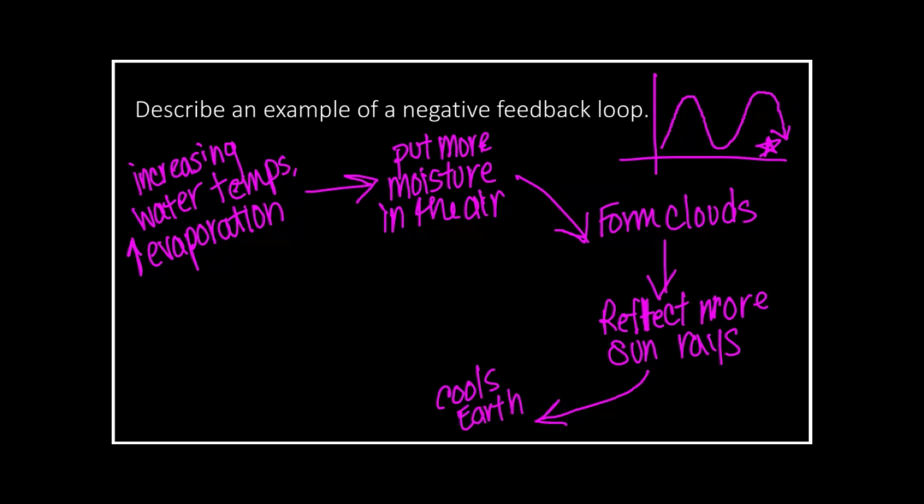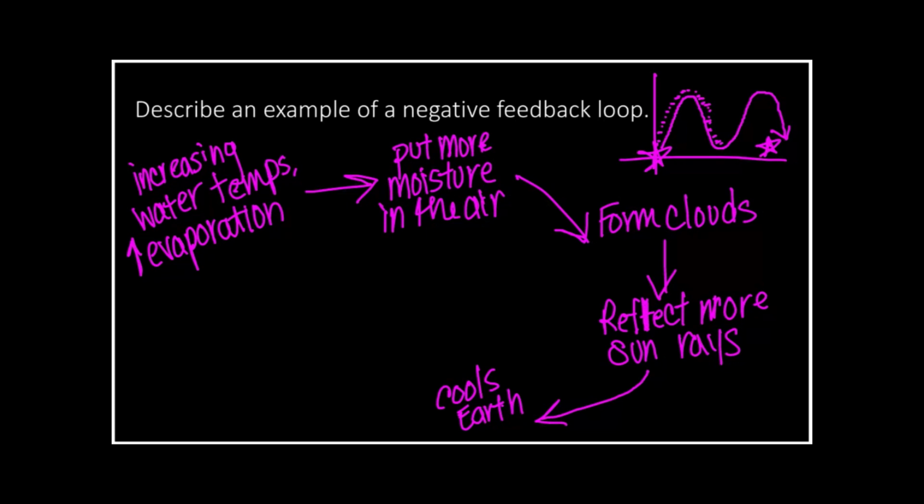Okay, so in this one, again, we're increasing the temperature of the water, which increases evaporation. Then that puts more moisture in the air, which then forms clouds. Those clouds reflect more of the sun's rays, which then cools the earth, which brings us back to normal again. And then it's bringing us back to where we want to be, right? So as our temperatures increase, that's kind of bringing us away from this normal up here. And then forming clouds and reflecting the rays is bringing us back where we wanted to be. So that's kind of how a negative feedback loop works.